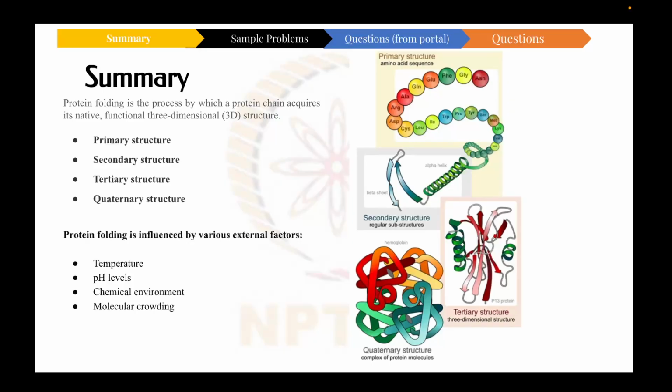Folded proteins are held together by various molecular interactions. During translation, each protein is synthesized as a linear chain of amino acids or a random coil which does not have a stable 3D structure.